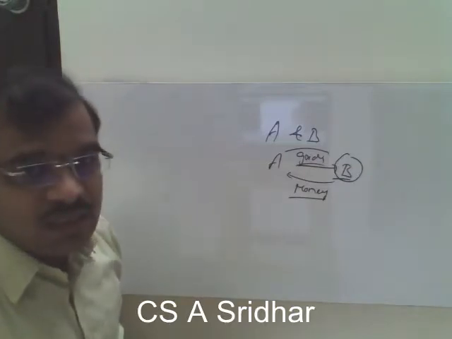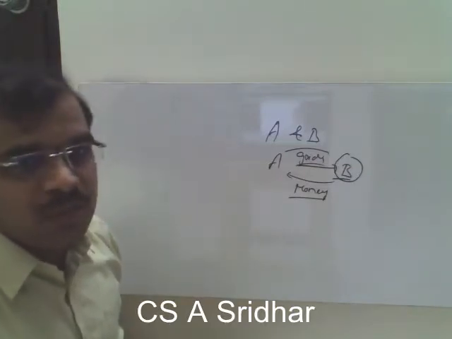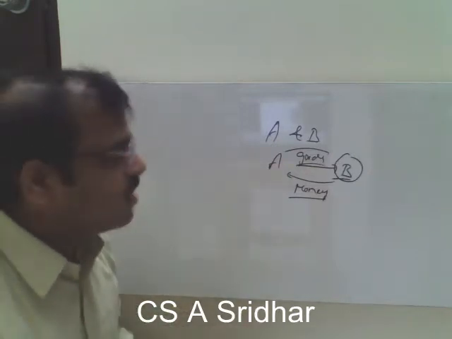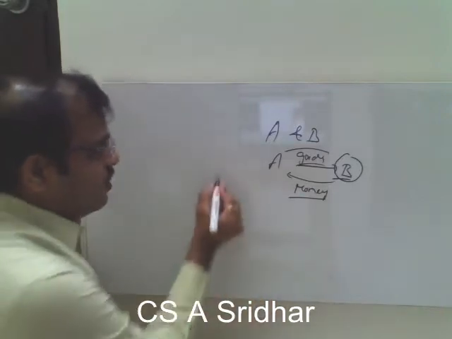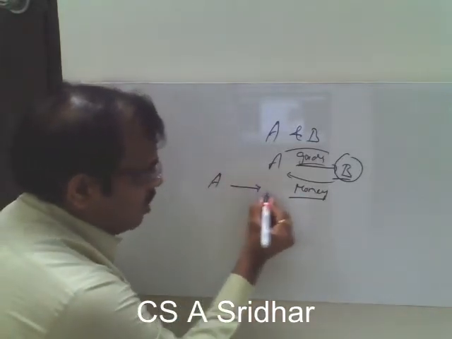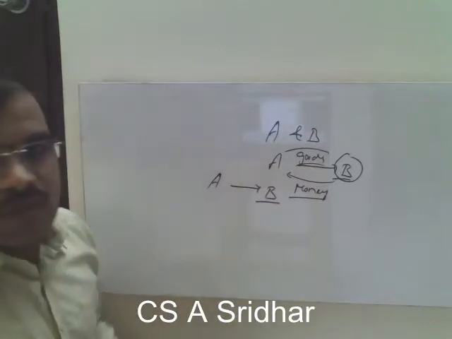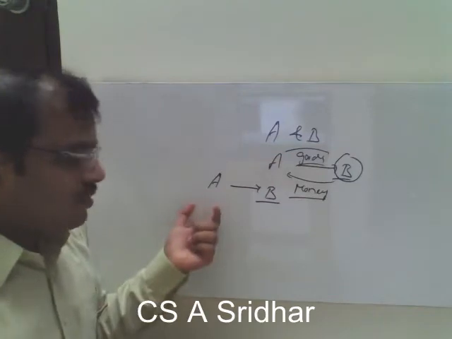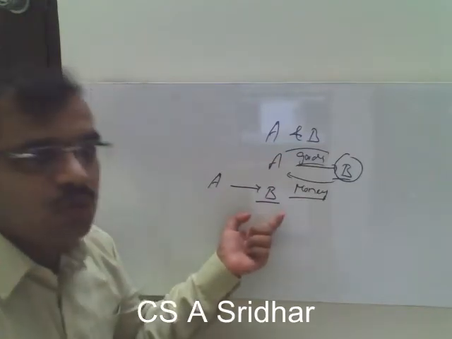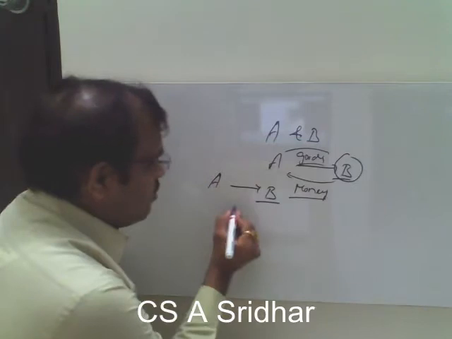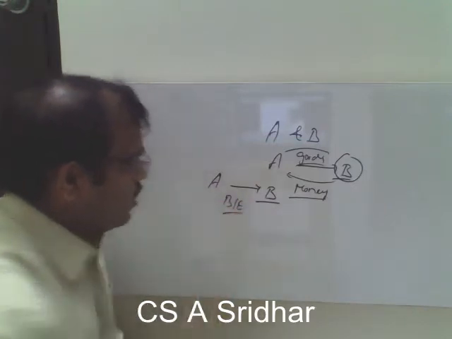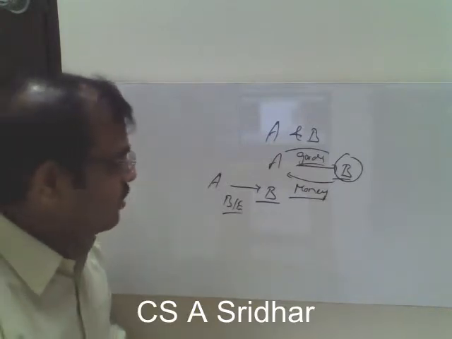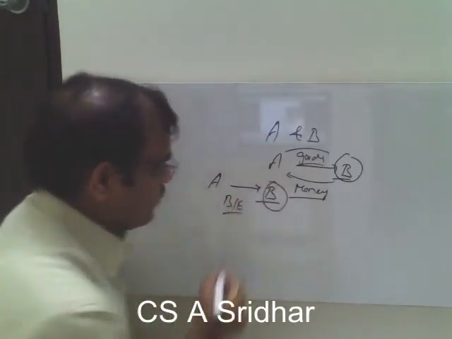In this case, if B is unable to make the payment right now, maybe he wants to pay after 1 month, 2 months, or after expiry of a certain period, then in such a case, A can draw a bills of exchange on B, ordering B to make the payment. So when A is giving the order to B to make the payment, that is called as bills of exchange.